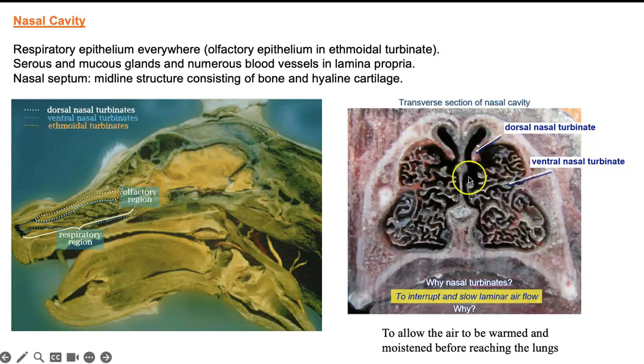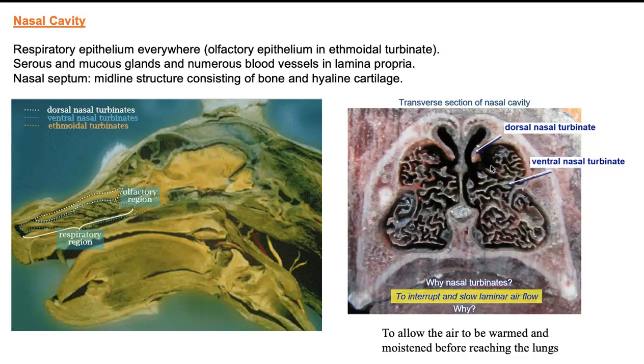If you look at this one, the turbinate, you can see here the cross-section of the nasal cavity. You can see we have the turbinate bone or concha. We have a dorsal turbinate and a ventral turbinate, and then we have the olfactory region. The ethmoidal turbinates will be in this area as the olfactory region. If you look also at the transverse section of the nasal cavity, you can see we have the dorsal nasal turbinate and the ventral nasal turbinate, and also the nasal meatus.